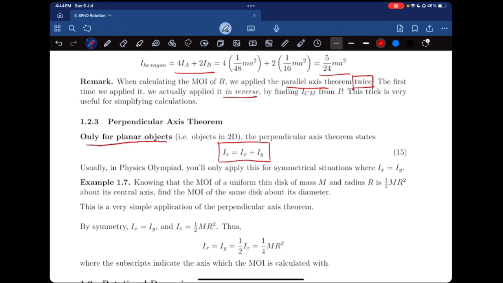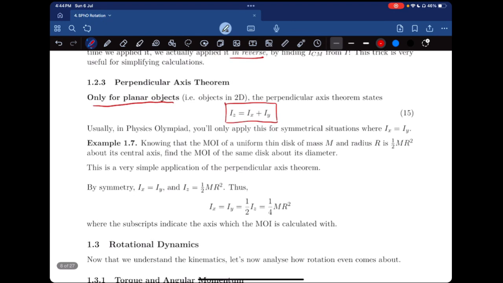The most common application for this usually only comes when you have symmetrical situations where your Ix equals Iy, and that's the bulk of the time where you use this. Example 1.7 is quite a trivial example that shows you how to use this. This is perhaps less common than the parallel axis theorem, but just know that this exists and it's useful for planar objects.